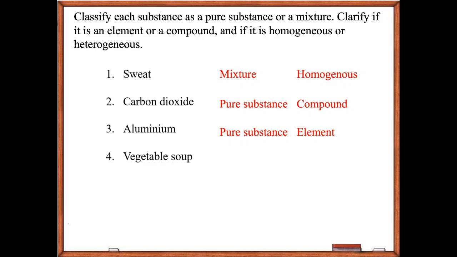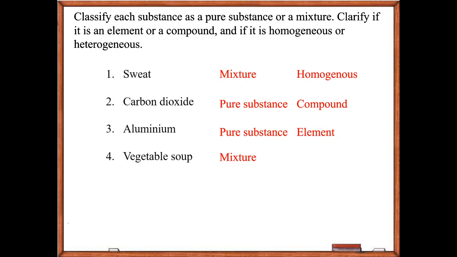Next one, vegetable soup. Is it a mixture or a pure substance? Okay, this one's going to be a mixture. Why? Because when we make vegetable soup, what do we put in? We put in green beans, carrots, all that kind of stuff, and then we put in our beef broth and some water, and we cook it together. So it's going to be a mixture.